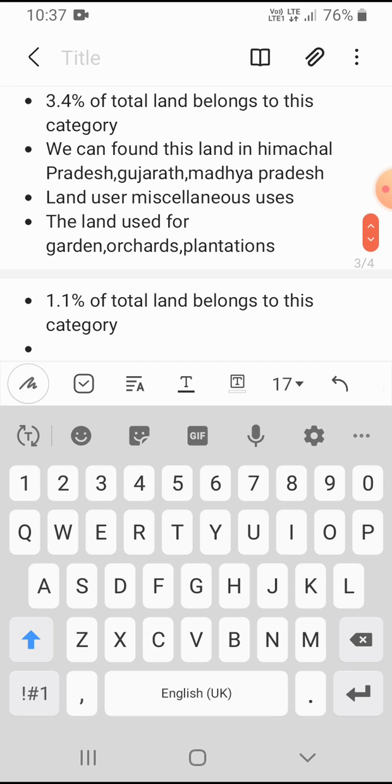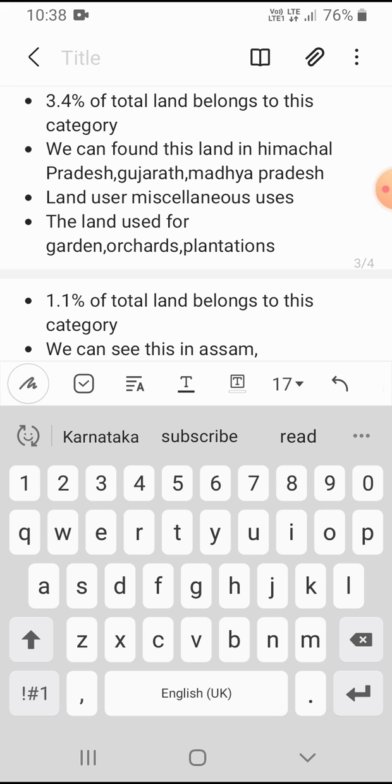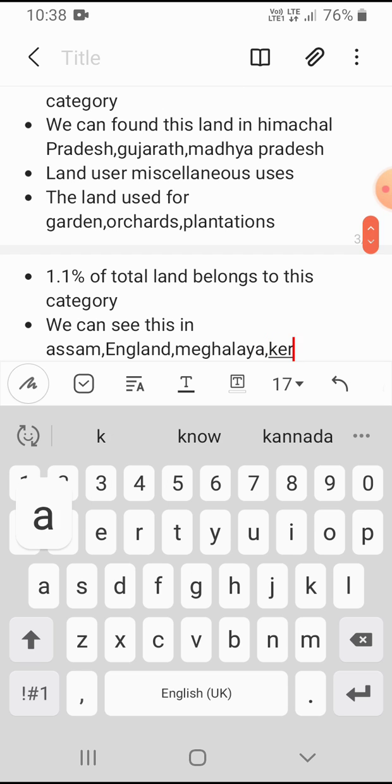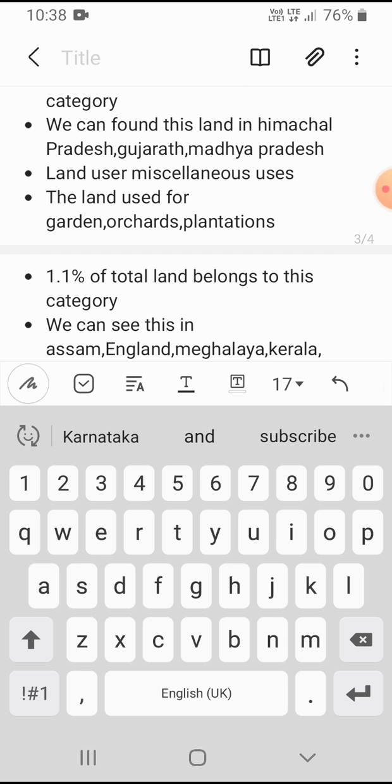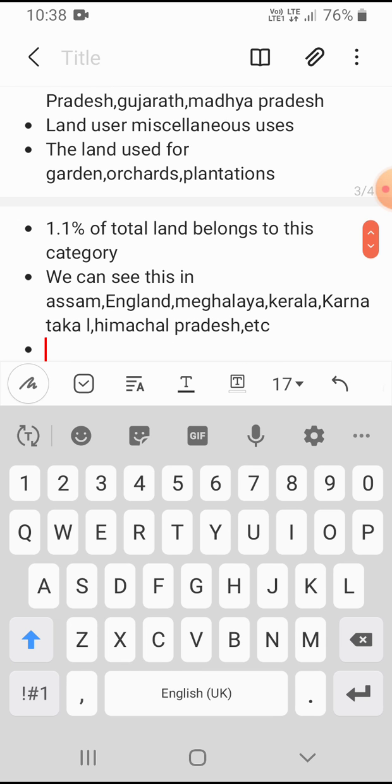As well as we can see this type of land in Assam, Nagaland, as well as in Meghalaya, as well as in Kerala, as well as we can see in Karnataka, in Himachal Pradesh, as well as in some other places we can see this type of lands. So this was about 7 types of classification of land use pattern.